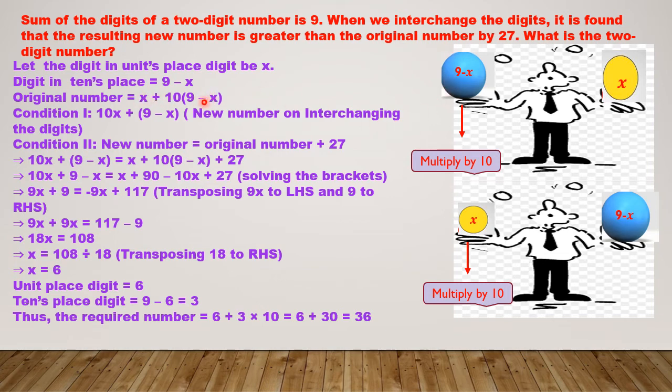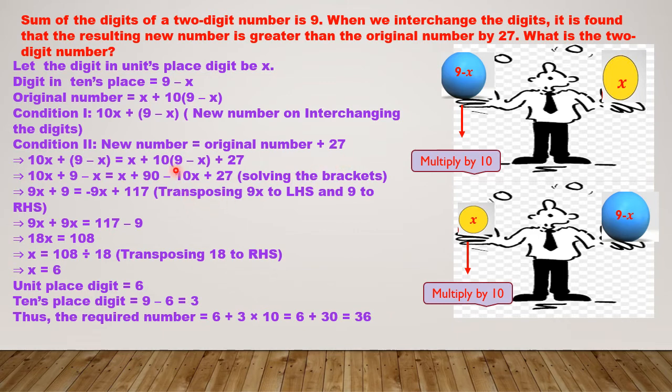It is over here. And you will add. Now here itself you understand that you are going to put plus 27. Here it is. And you are going to equate it, balance it with the new number. So we have put the new number over here in the LHS and the original number in the RHS plus 27.